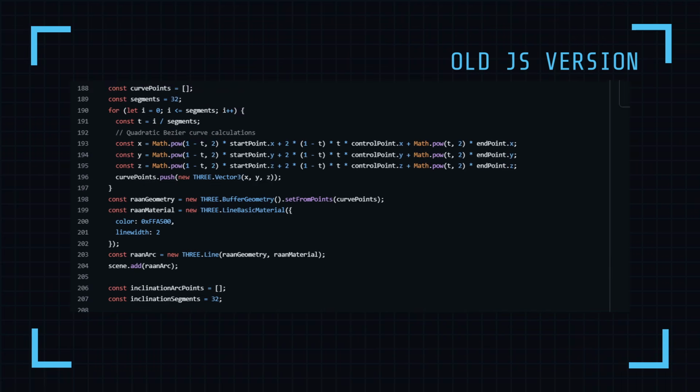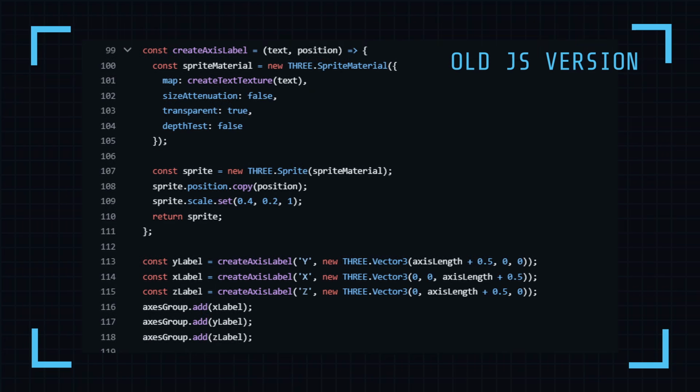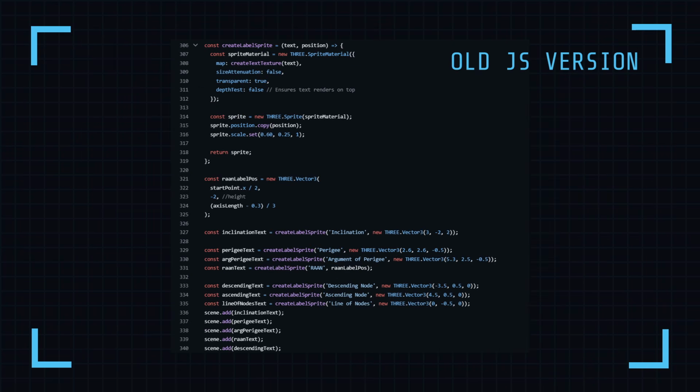The RAAN and inclination arcs were quadratic Bezier curves computed manually in a loop. Same math as the Rust version that you're going to see later on, just written in JavaScript. Labels were Three.js sprite objects with a canvas texture. The approach here was to draw the text onto a hidden HTML canvas element using the 2D Canvas API, then upload that as a WebGL texture and apply it to the billboard sprite.